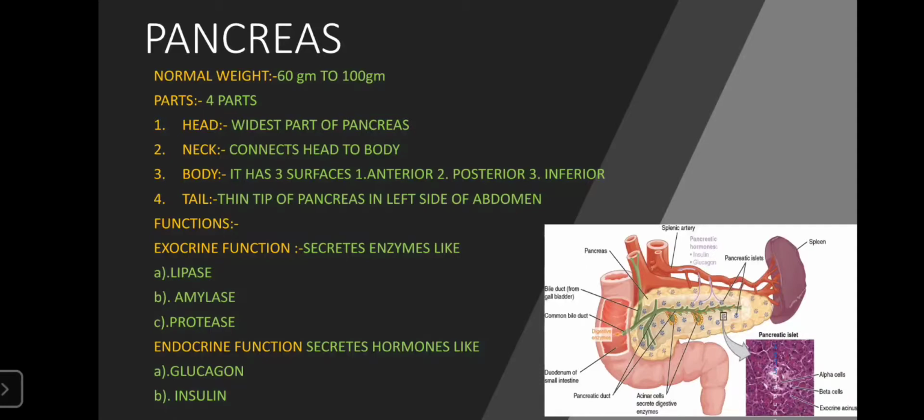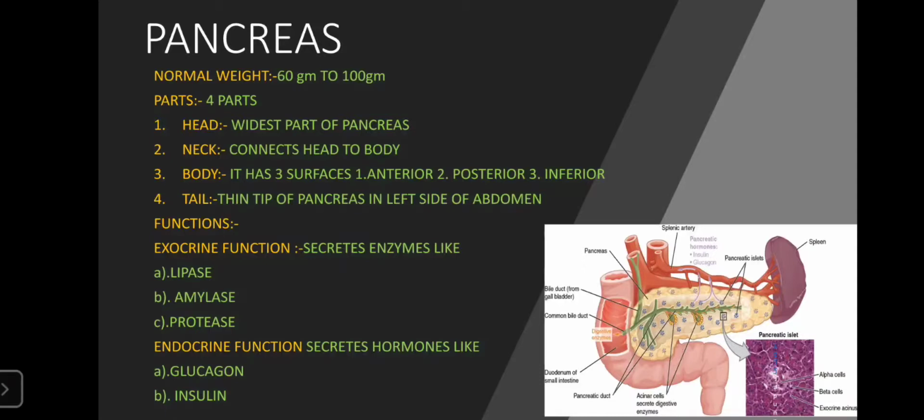The functions of the pancreas are: it performs two functions, exocrine function and endocrine function. In exocrine function, it secretes the enzymes which are helpful in the digestion of food, enzymes like lipase, amylase, and protease. Endocrine function, in which it plays an important role in the regulation of blood glucose level by the two important hormones like glucagon and insulin.